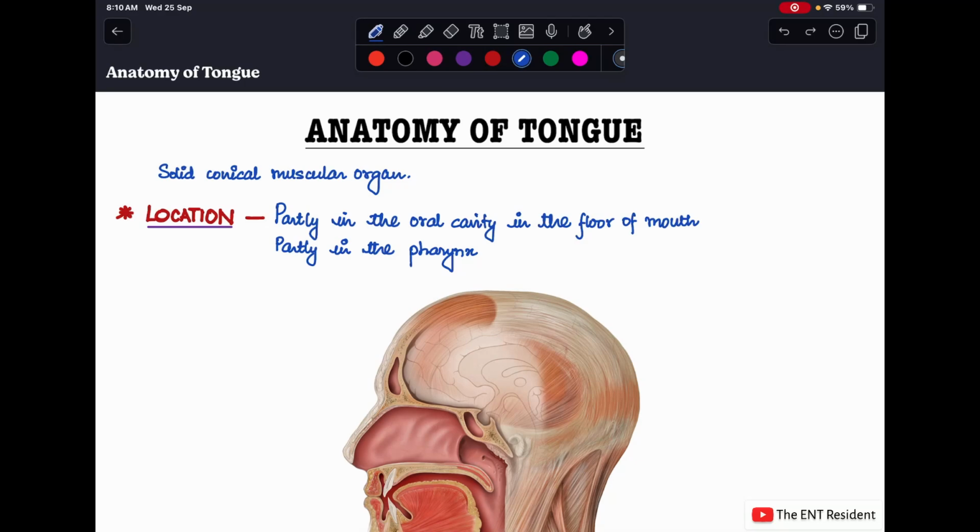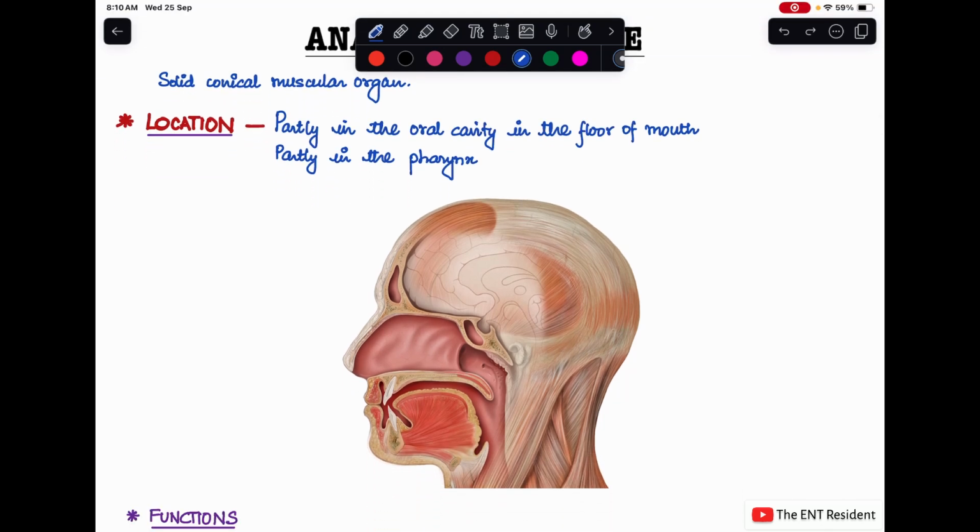So the tongue is a solid conical muscular organ, and it is located partly in the oral cavity, as you see in this portion. This is the oral cavity and this is the floor of the mouth. So it's located partly in the oral cavity in the floor of the mouth, and a part of it is in the pharynx. As you can see, this is the pharynx. This part of the tongue lies in the pharynx.